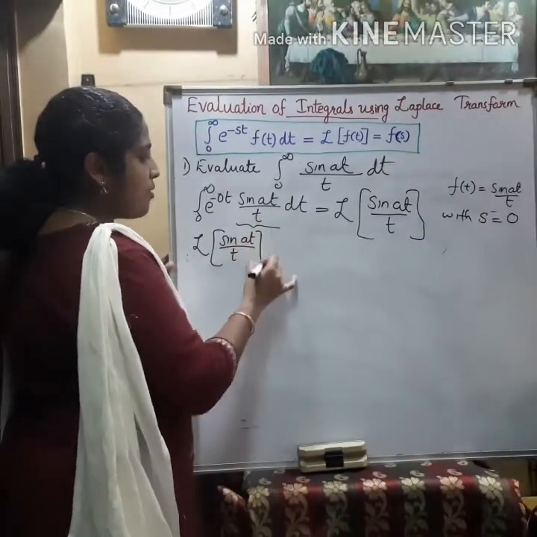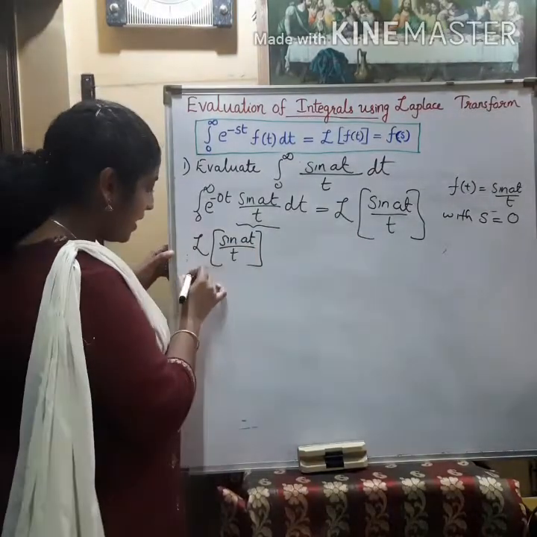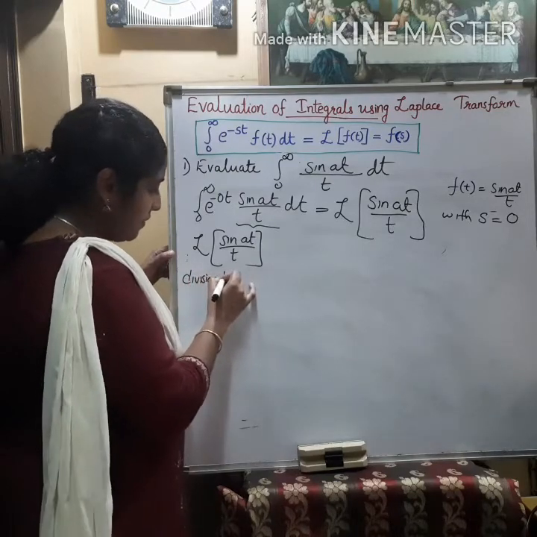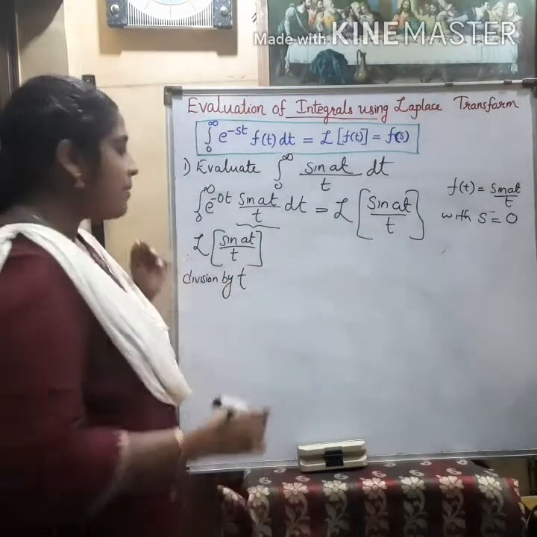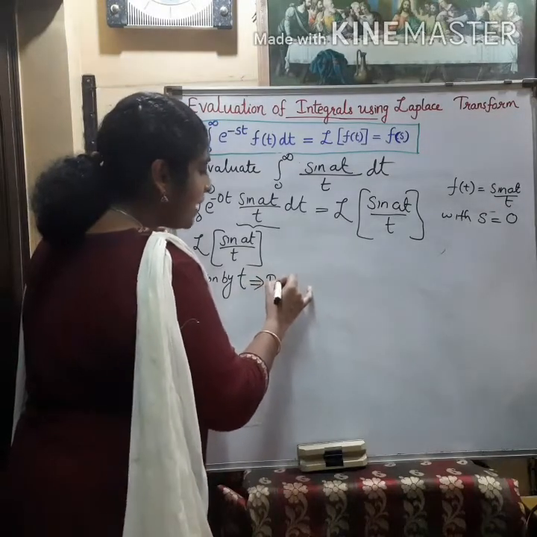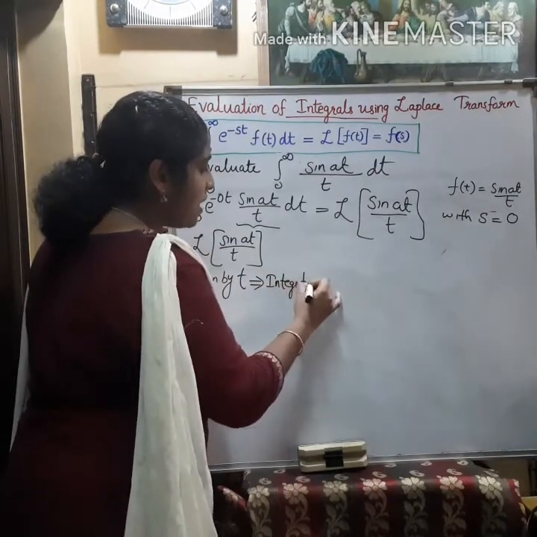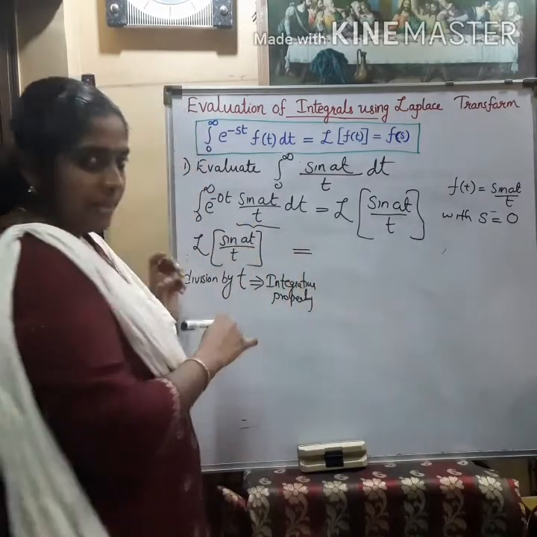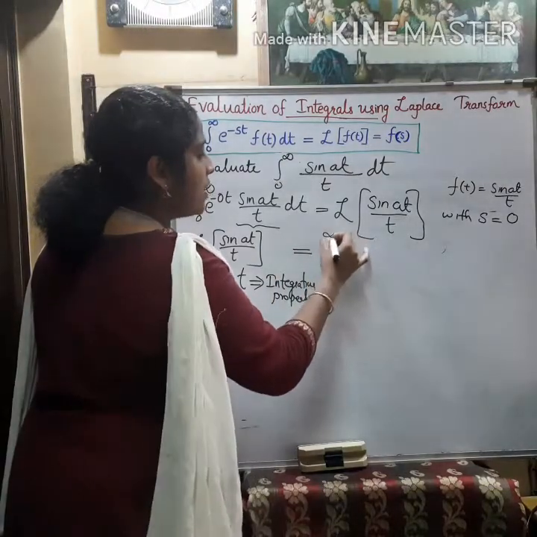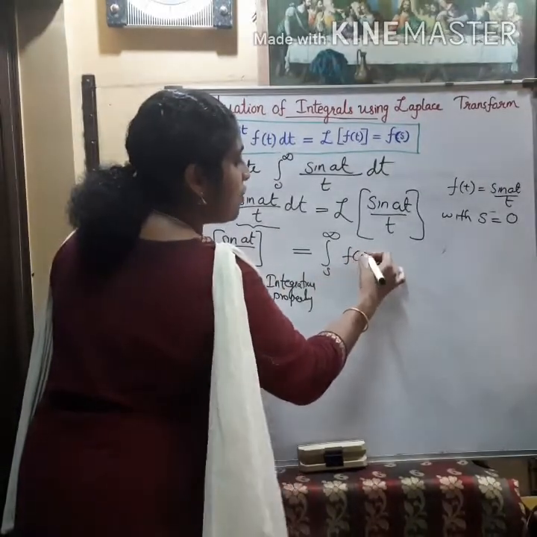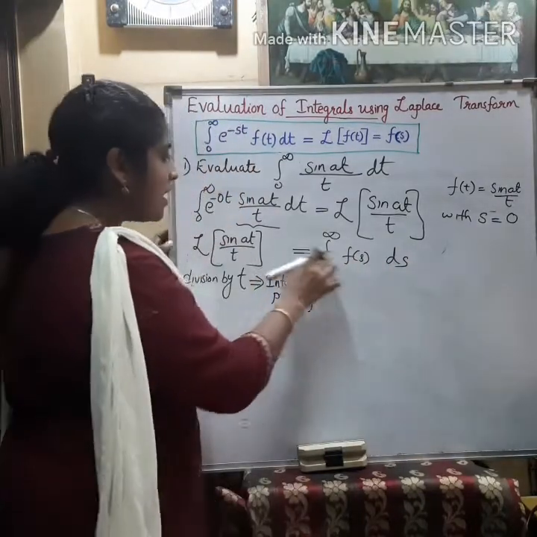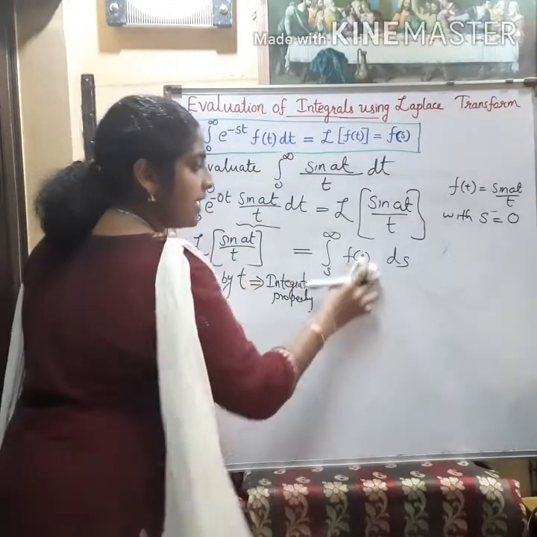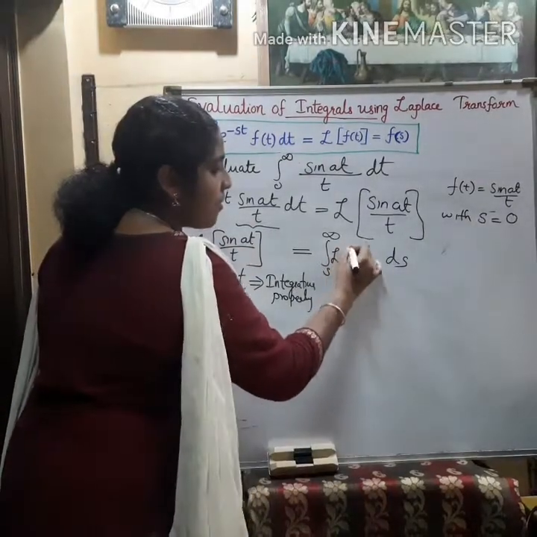Now we can find out the Laplace transform of sin at by t. What is the Laplace transform of sin at by t? Here this sin at is divided by t. Okay, if there is a term of division by t, we are using which property? The integral property. Okay, we are using the integral property. What is the integral property? A function divided by t, then it will be the integral s to infinity F of s ds. What is F of s here? F of s is the Laplace transform of which function divided by t? Which is that function? Sin at. So this will be the Laplace transform of sin at.